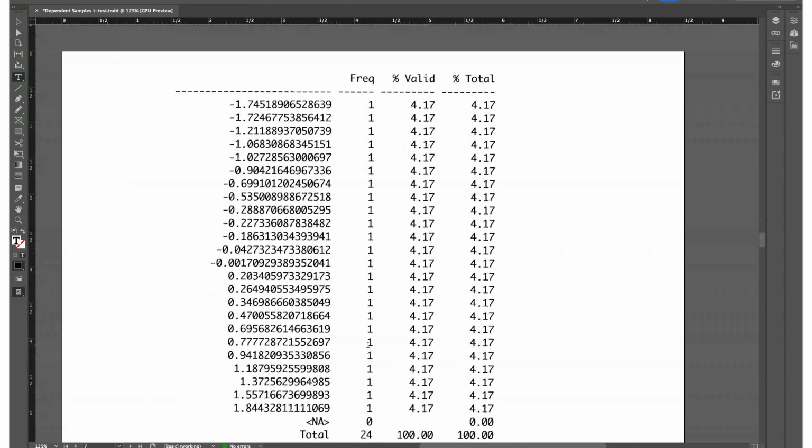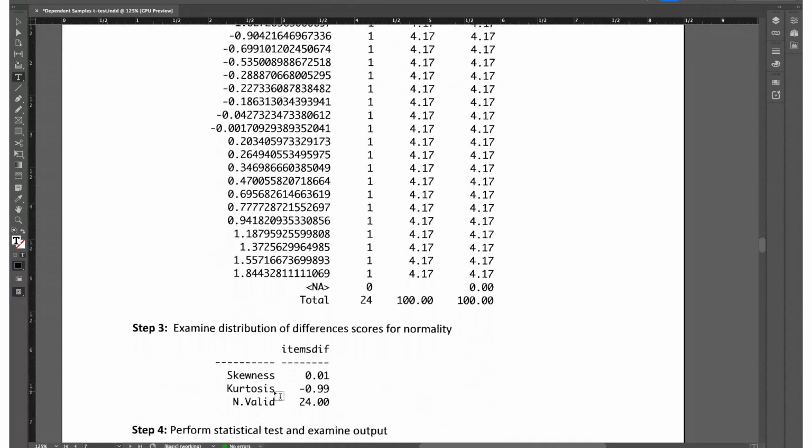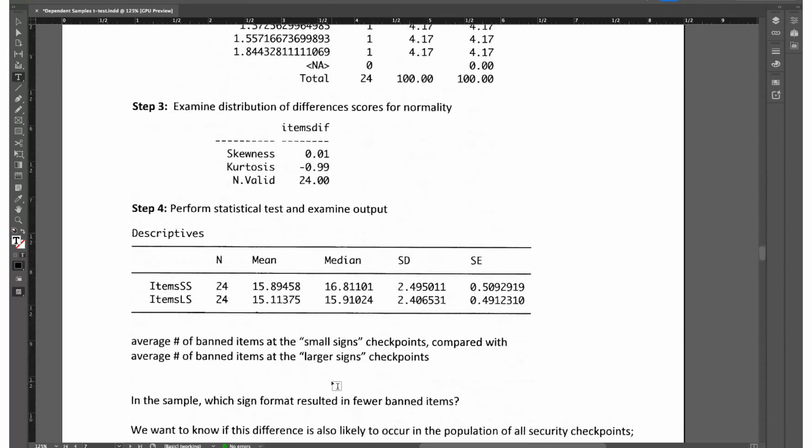Looking at the z-scores for the 24 different scores, we're looking for anything that's beyond plus minus 3.29, and there are none, so there are no outliers in this data set. Now we're going to look at the skewness. It's 0.01, so that's less than the absolute value of 2, so that's good to go. So with all of those different items met, the assumptions, we are ready to perform the statistical test and then examine output. So we'll look at our descriptives here.